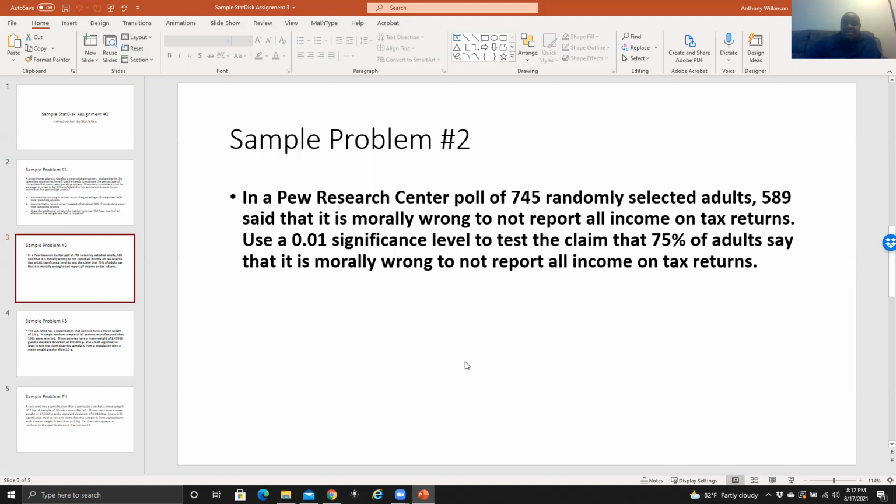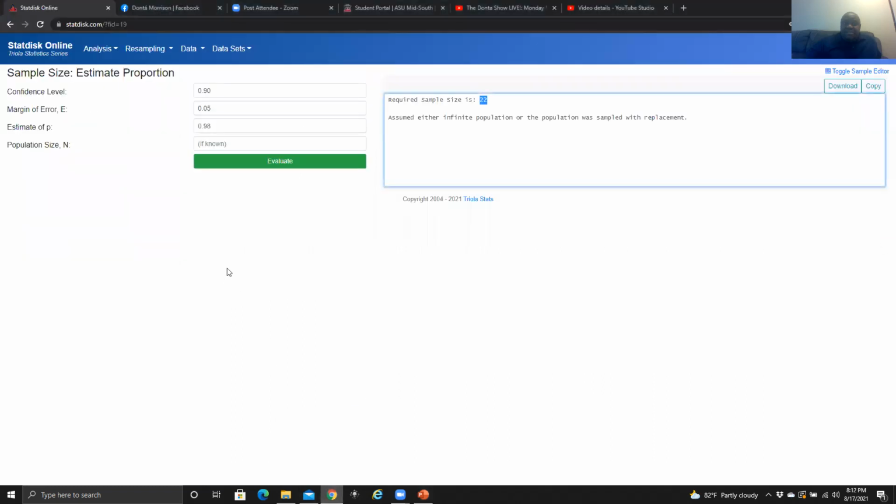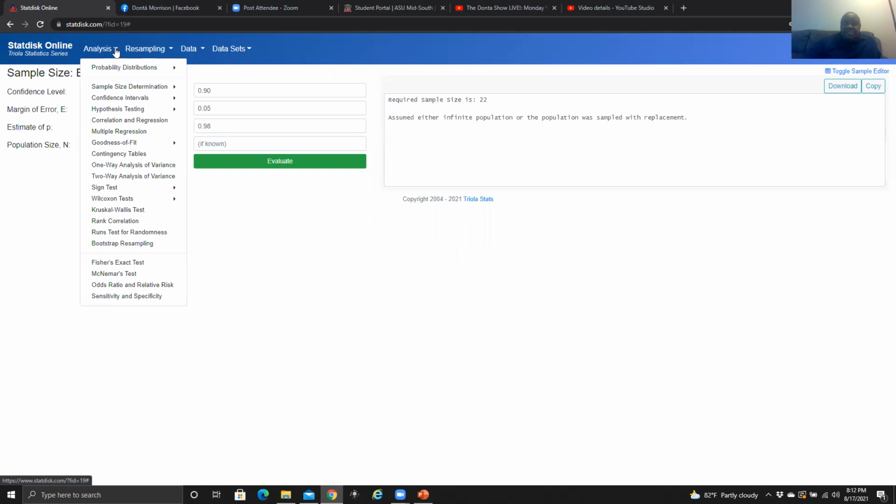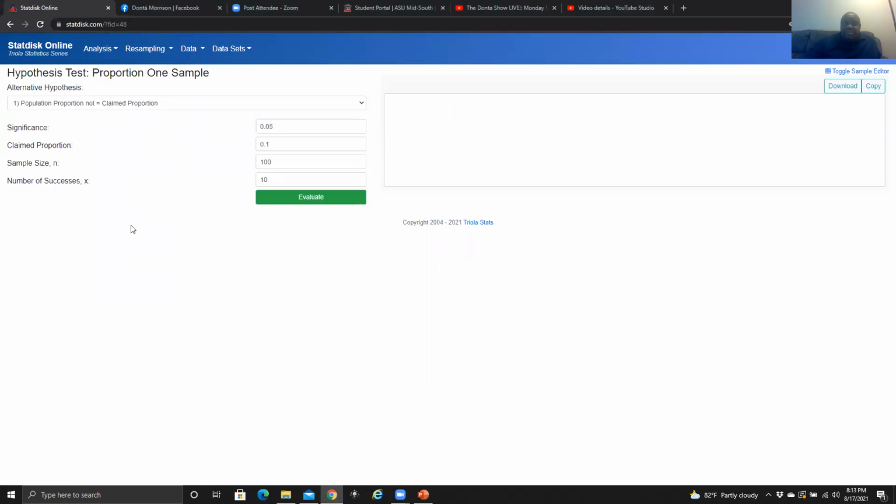All right, so now we're going to go to StatDisk and do this hypothesis testing. Now, we're going to select analysis on the blue strip at the top. We want to select hypothesis testing. Now, we're dealing with percentage here, so that means we need to do a proportion for one sample. Okay, proportion, one sample. Click on that.